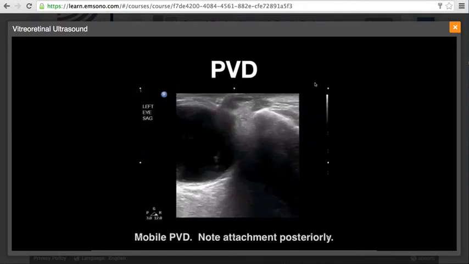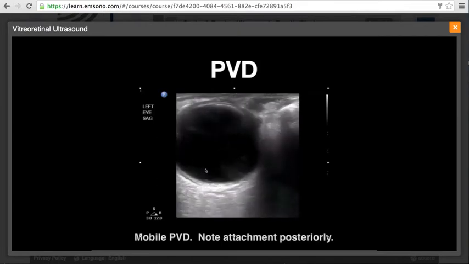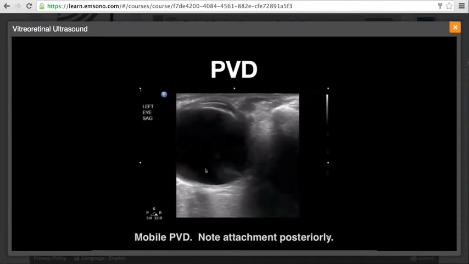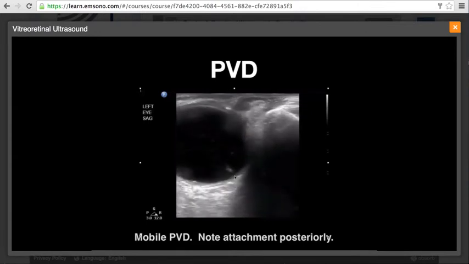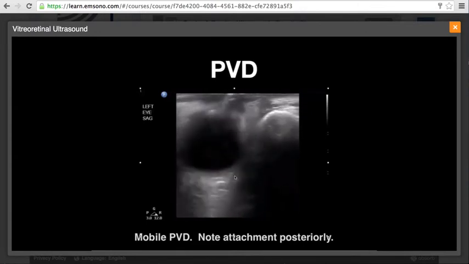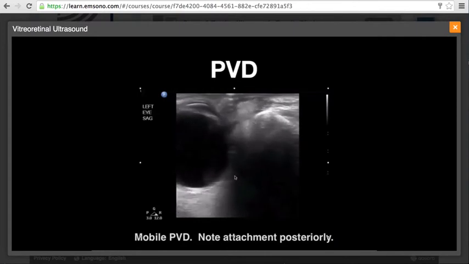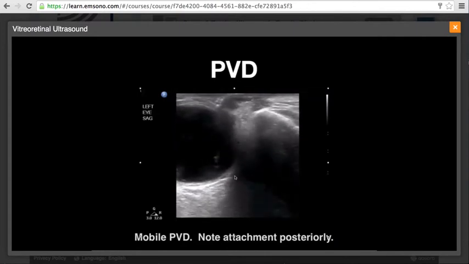Now here's a patient with a PVD. You can see that it attaches posteriorly here, and unlike a vitreous hemorrhage, which should be freely swirling, you can see that this is still attached posteriorly. It's a thinner echogenic band, and this was a patient with a posterior vitreous detachment.